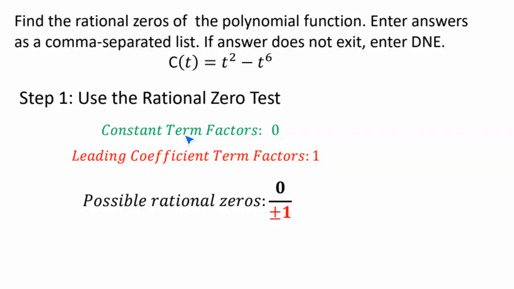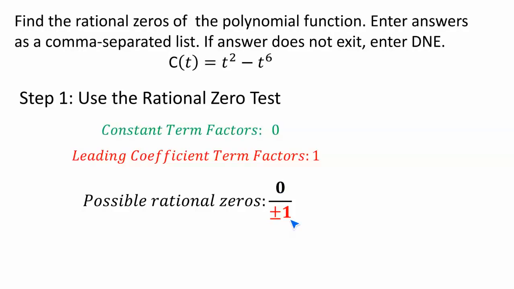Okay, so we have no constant term, so 0 is our constant, so my factor is just 0, and then my factors of 1 is just 1. So we divide 0 divided by 1, then my possible zero is 0. So we only have 1 point to check. So we're going to go ahead and check that point.